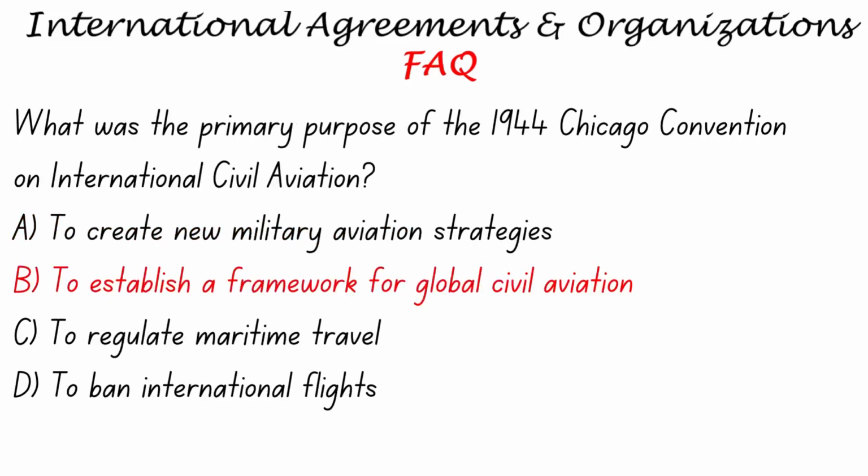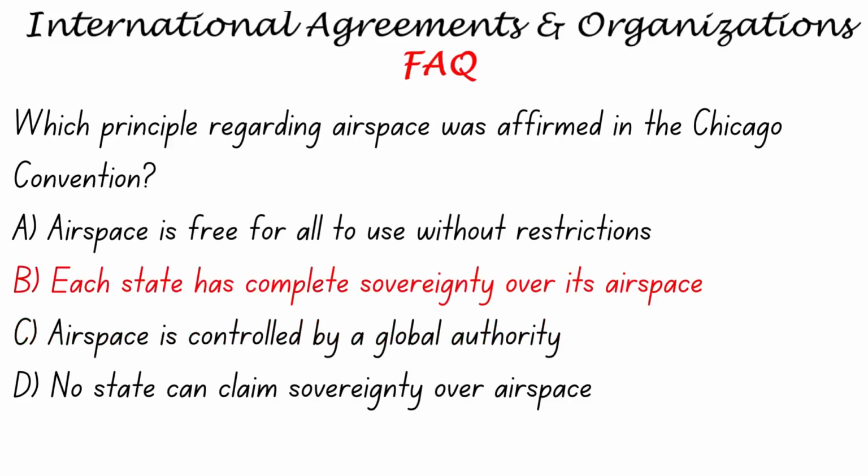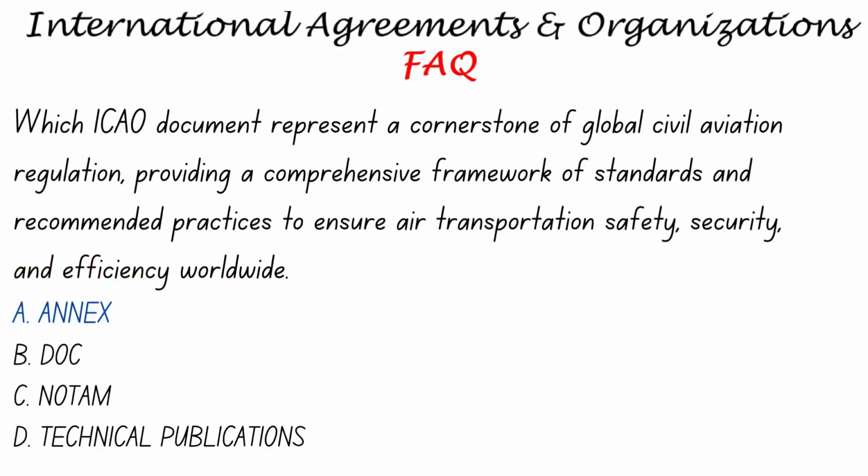The primary purpose of the 1944 Chicago Convention on International Civil Aviation is to establish a framework for global civil aviation. The International Civil Aviation Organization was established as a result of the Chicago Convention. As per the Chicago Convention, the contracting states recognize that every state has complete and exclusive sovereignty over the airspace above its territory. The ICAO annexes represent a cornerstone of global civil aviation regulation, providing a comprehensive framework of standards and recommended practices to ensure air transportation safety, security, and efficiency worldwide.